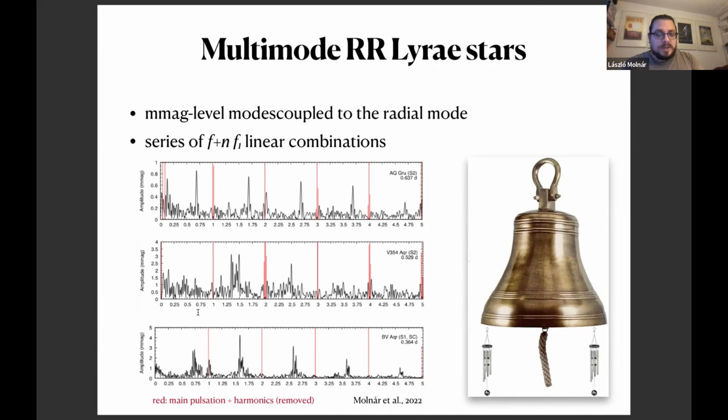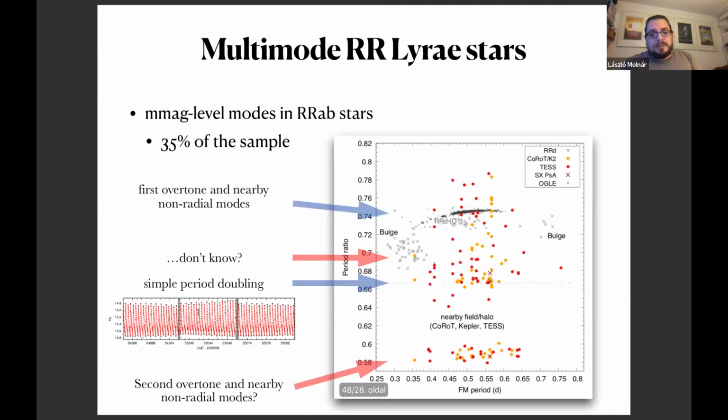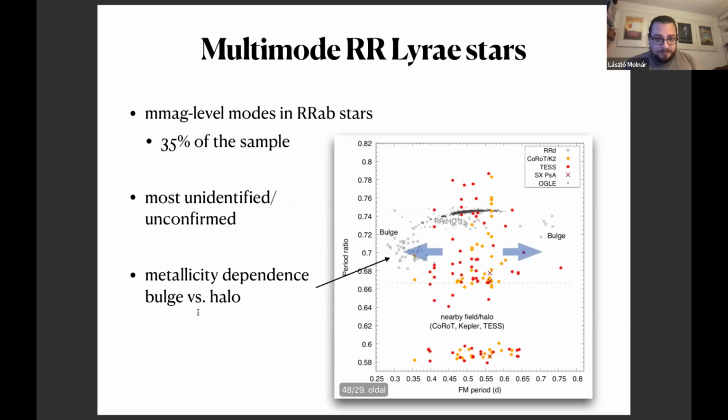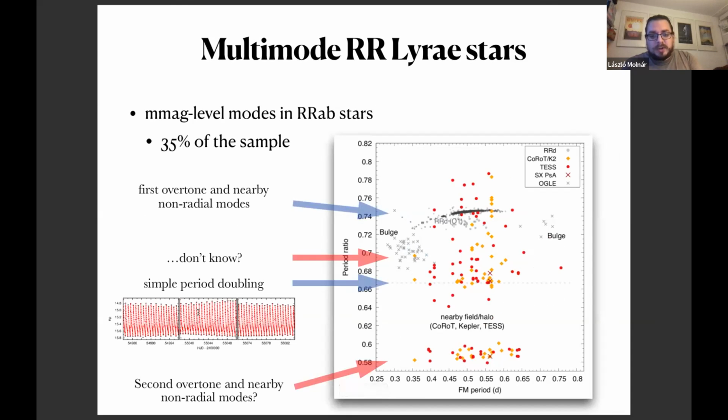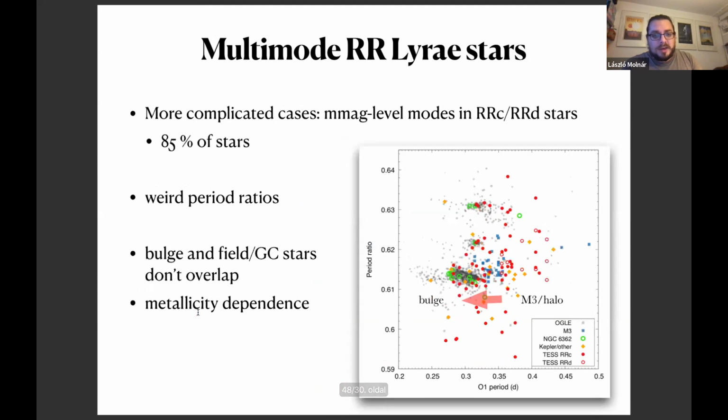We can pick out these millimagnitude modes, but it's difficult to work with them because you have the radial mode in there, so you have these combinations. But in RRab stars, we see this wide spread of modes, which we are not really sure about where they come from. The lower sequence might be the second overtone, but we need models to confirm that. And where I want to get is the RRc stars, where we see a lot of signals.